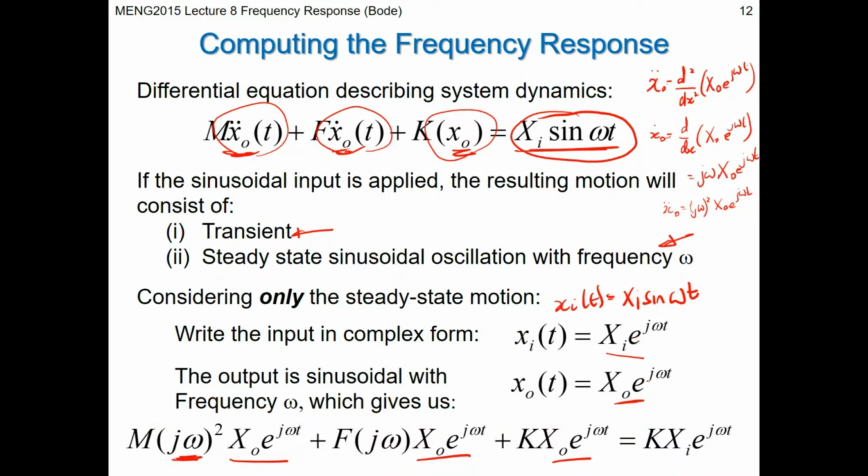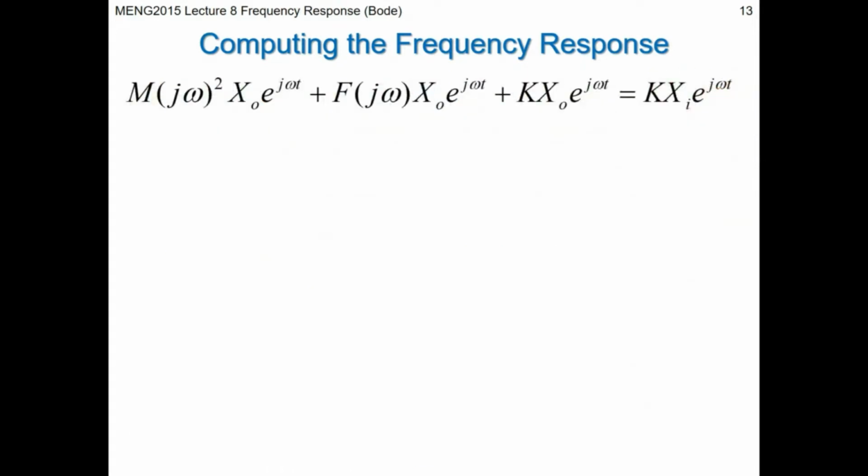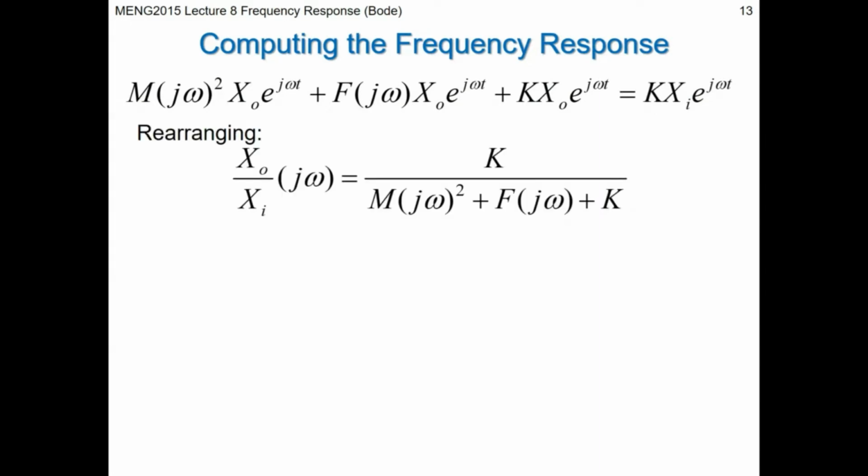Now, let me move on to my next slide. This is the expression we have when we substituted in our terms for the input and the output. And of course, we want to rearrange it into transfer function form. So we're gathering all our x outs together on one side, dividing both sides by xi and by the factorized elements here. The nice thing is all these e j omega t terms cancel out, so they're gone.